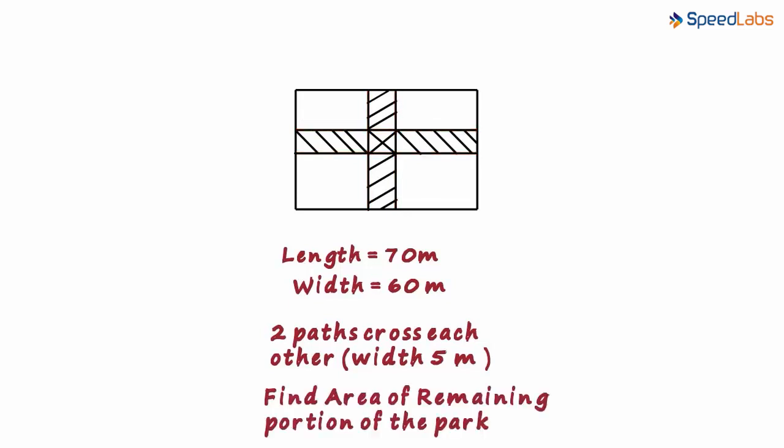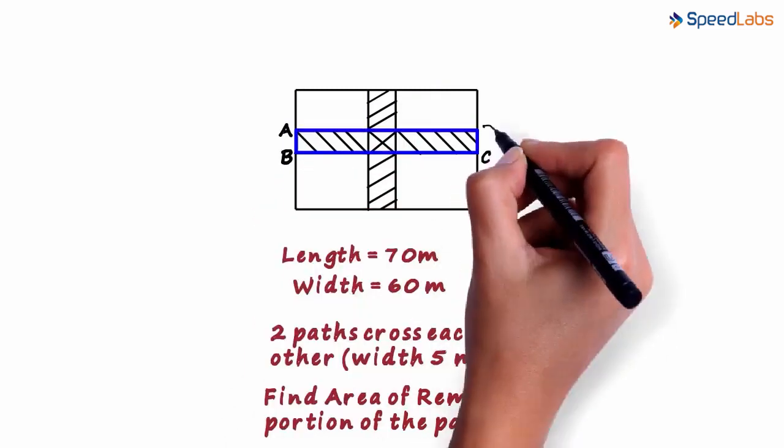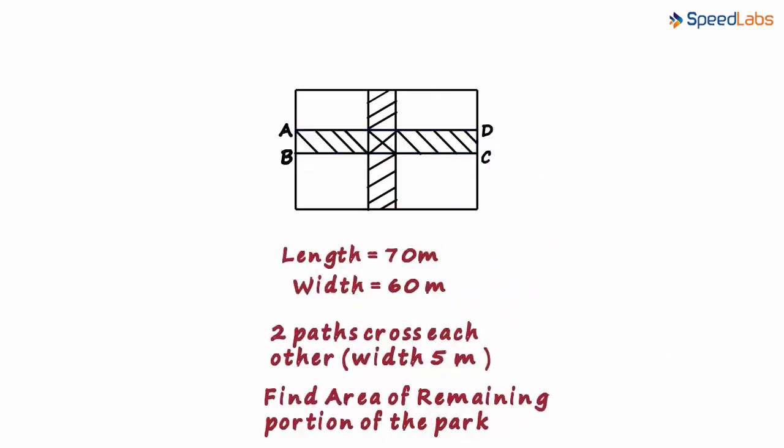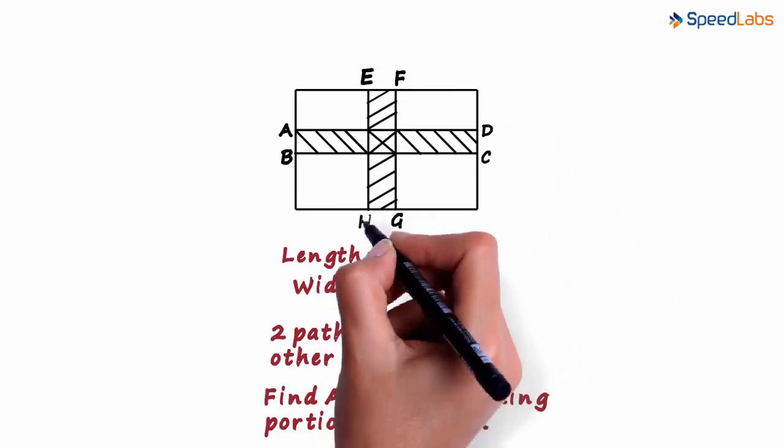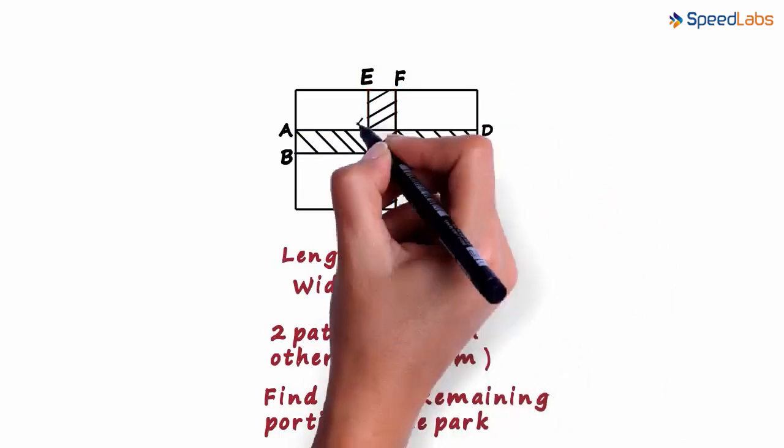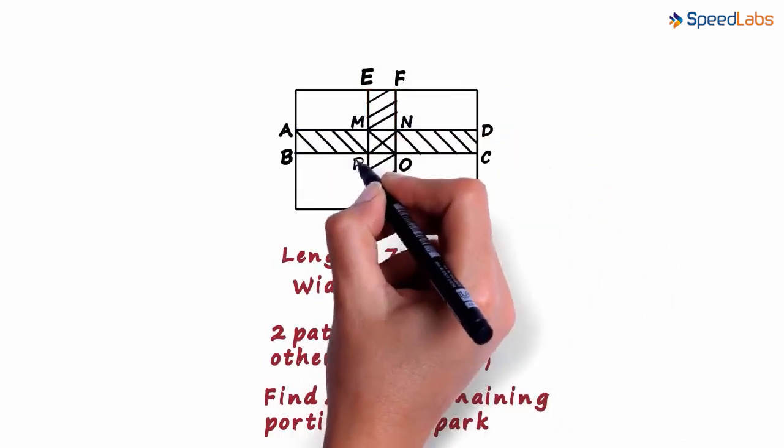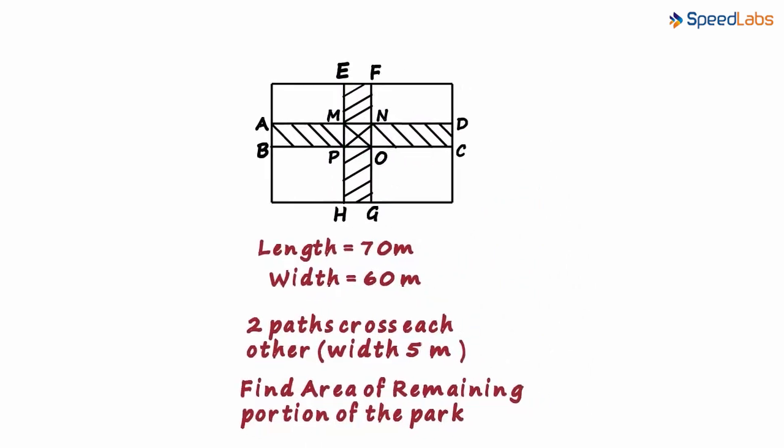We have to find the area of the remaining portion of the park. Basically, it is the portion which does not include the paths. That is, these four regions. This problem is really simple, but also very interesting. Let ABCD be one of the rectangular paths, and let EFGH be the other rectangular path. And let MNOP be the intersection of the paths.